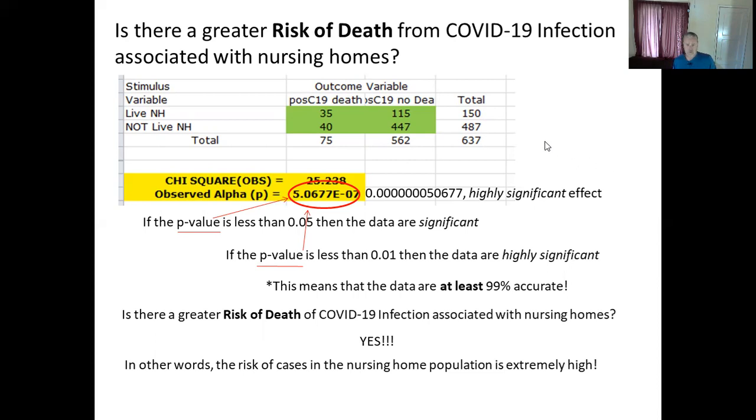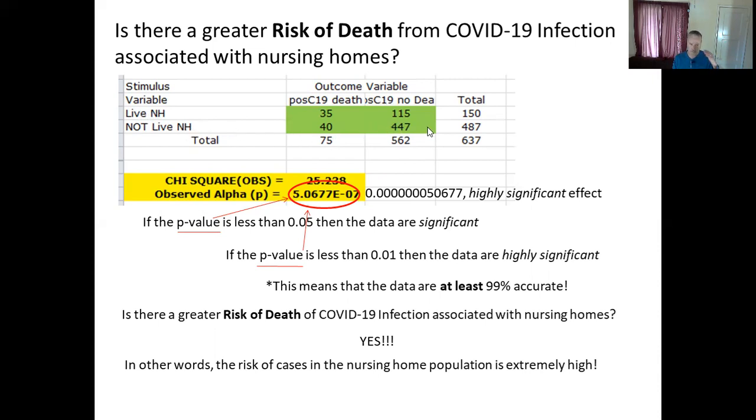So we basically input the statistics into the chi-square. What we are looking at here is what an Excel spreadsheet would look like. And the numbers here in the green represent the values. Okay, so what we have here are people living in a nursing home who had positive tests for COVID-19 and died, versus people living in a nursing home who had a positive test for COVID-19 and did not die. And then you have the other group, which are not living in the nursing home.